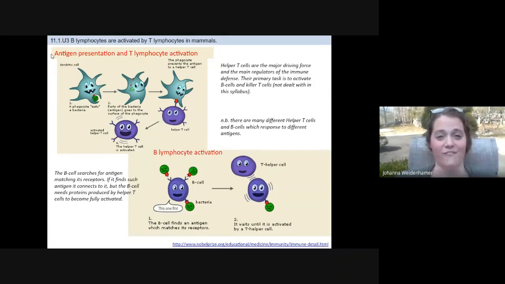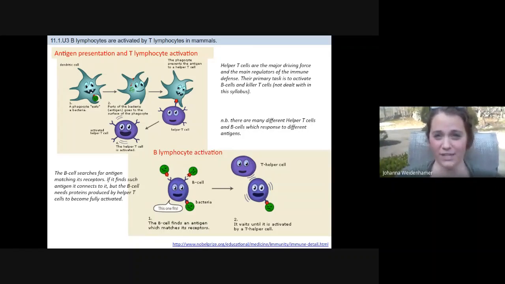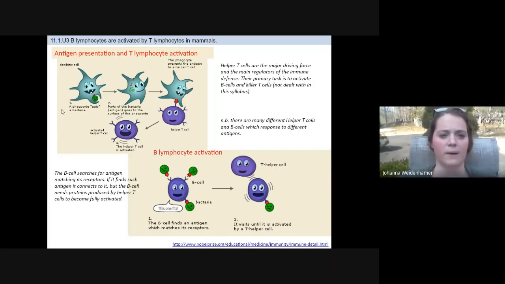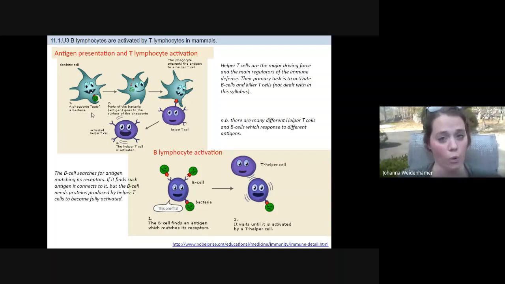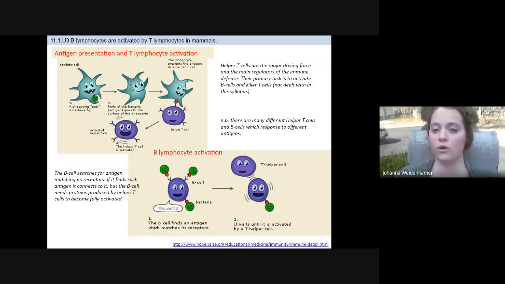First and foremost, what is our body going to do when that pathogen now reaches the third line of defense? Our first thing is to take a look at antigen presentation and T lymphocyte activation. So let's go step by step. First, a phagocyte is going to eat the bacteria or the pathogen, the invader. The phagocyte is going to eat it.